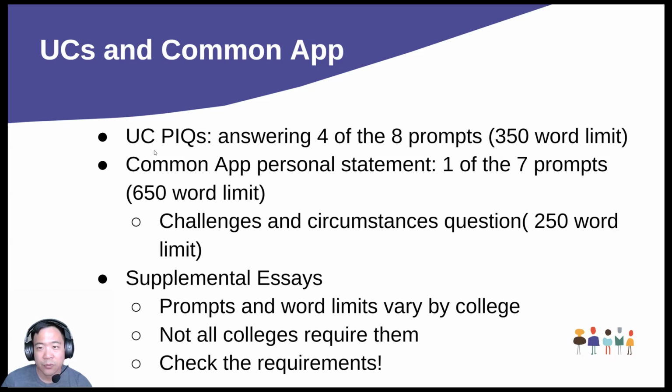For the UCs, you'll write 4 essays, each capped at 350 words. This is really only room for 1 or 2 body paragraphs, and it's going to feel really short. The Common App personal statement is longer at 650 words. This will give you space for 2 to 4 body paragraphs depending on your writing style. The optional challenges and circumstances question is essentially 1 paragraph.